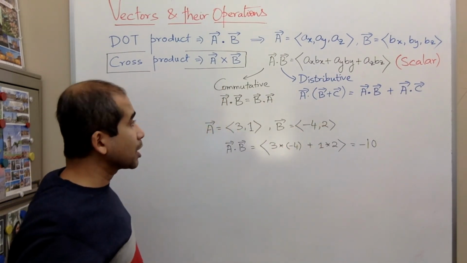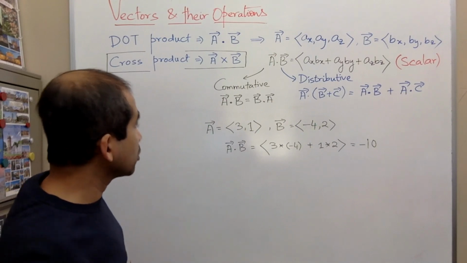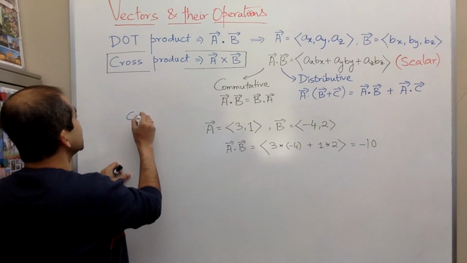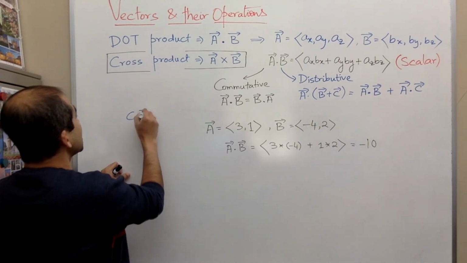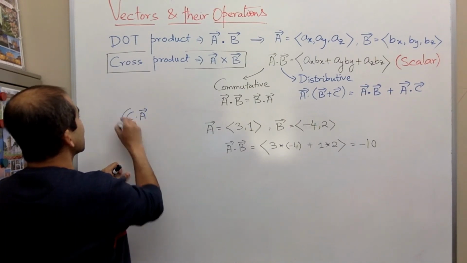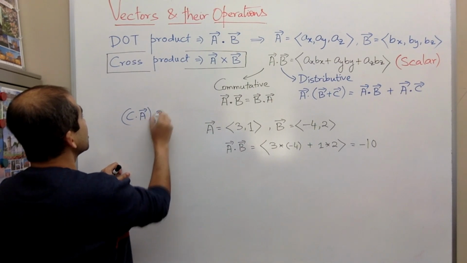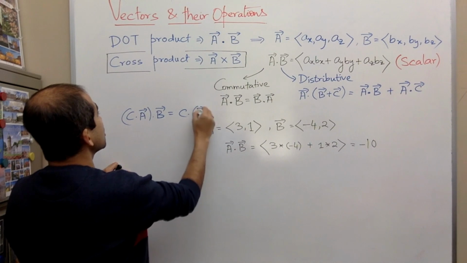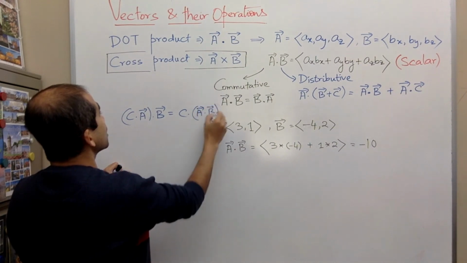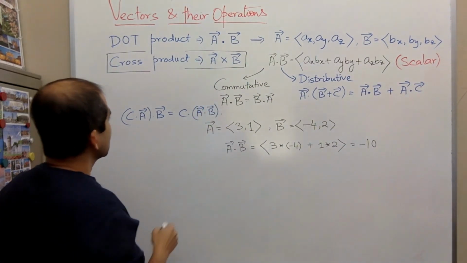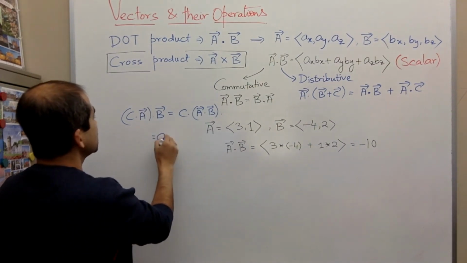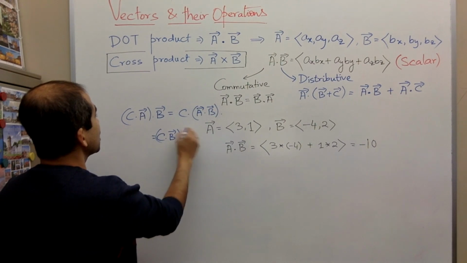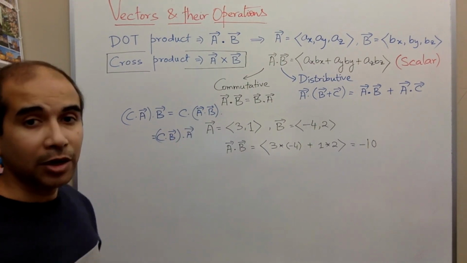Okay, similarly, if you multiply with a scalar, let's say C times (A dot B), it equals (C times A) dot B as well. So it will be equal to C times (B dot A). So these are all similar.